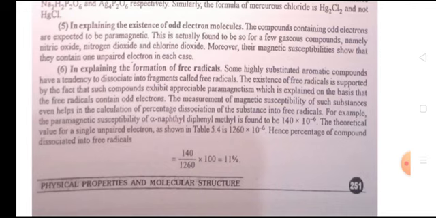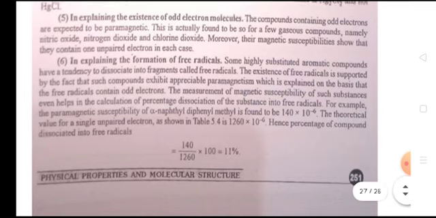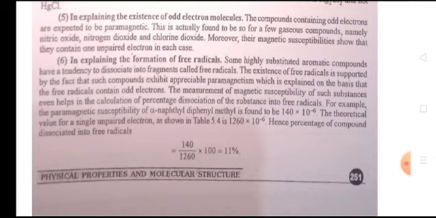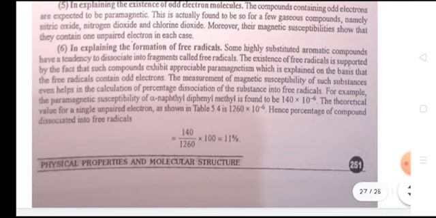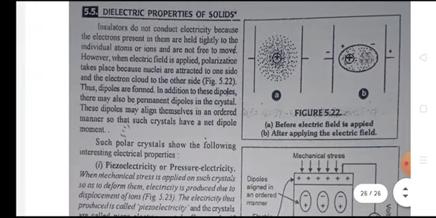In explaining the formation of free radicals, some highly substituted aromatic compounds have a tendency to dissociate into fragments called free radicals. The existence of free radicals is supported by the fact that such compounds exhibit appreciable paramagnetism, which is explained on the basis that free radicals contain odd electrons. The measurement of magnetic susceptibility of some substances even helps in calculation of the percentage dissociation of the substance into free radicals.